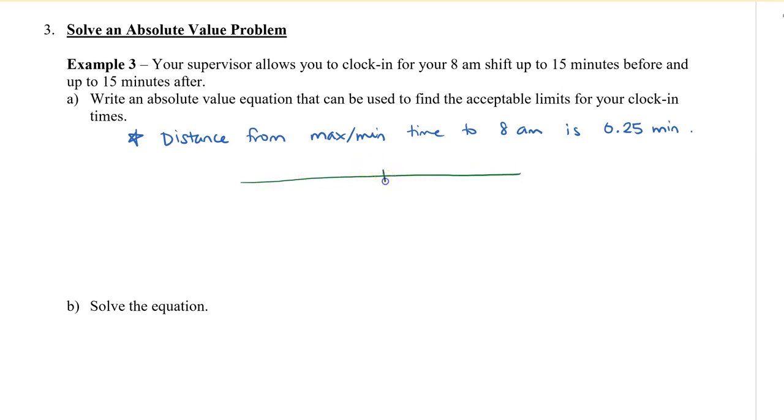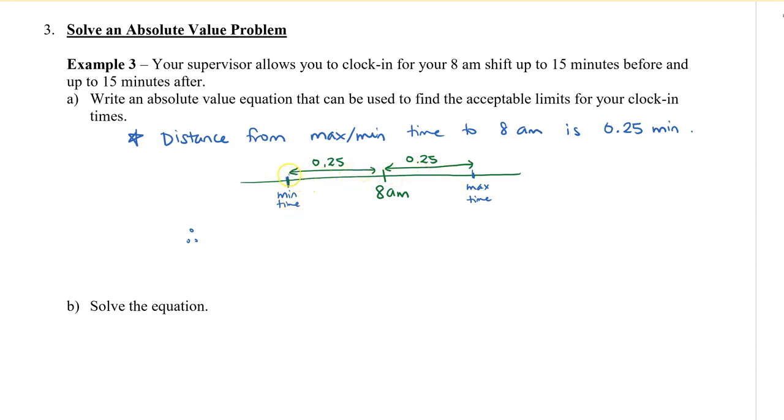Okay. So this is 8 a.m. I'll put that in the middle. And I notice that the distance in either direction from 8 a.m., I want that to be 0.25 minutes. Okay. So what I'm trying to do is to figure out what these two times are, which I kind of know already, right, intuitively. So therefore, I know that the distance from this minimum time and the distance from the maximum time should always equal 0.25.